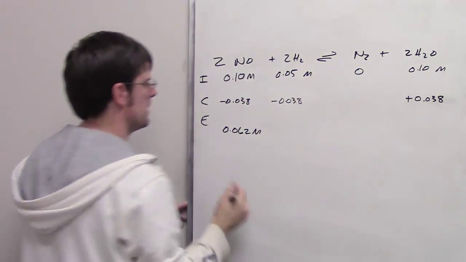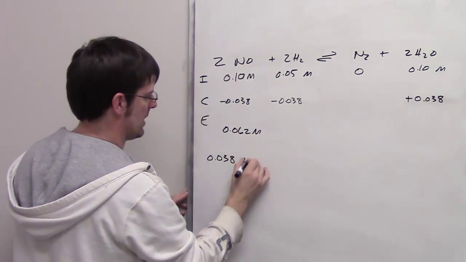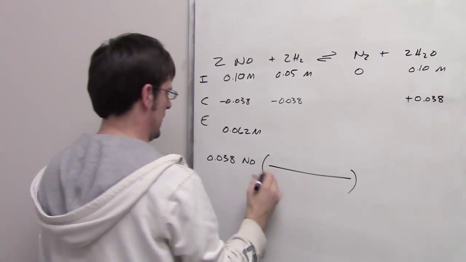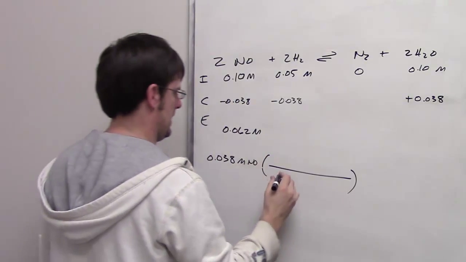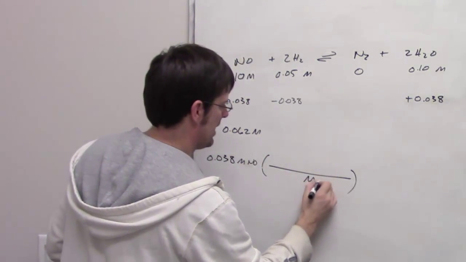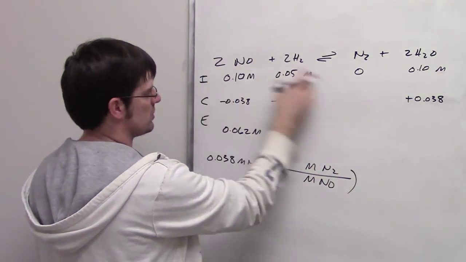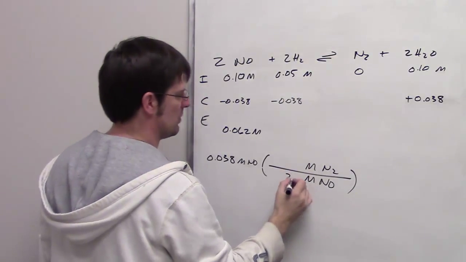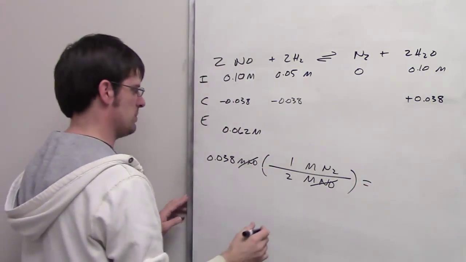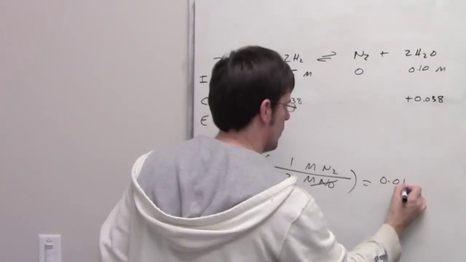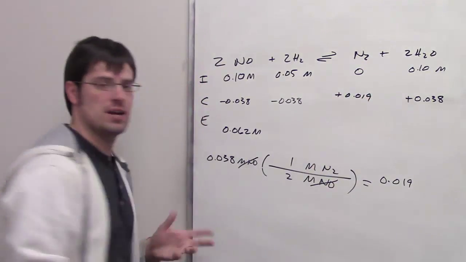Now what of the N2? Well, if I go ahead and write down 0.038 molar NO stoichiometrically, I can write down molar NO in the denominator, and molars of N2 in the numerator. What are the stoichiometric coefficients in front of these? I've got a 2 in front of the NO and I've got a 1 in front of the N2. I'm left with my final answer as being half that, which is going to be 0.019. So I'm going to have a plus 0.019 in this column for my change in N2.